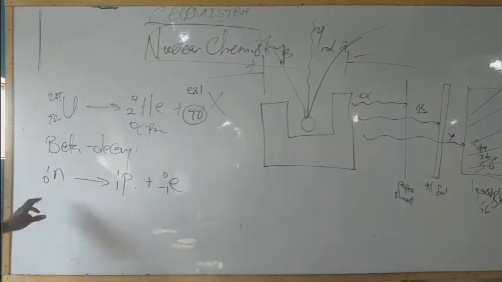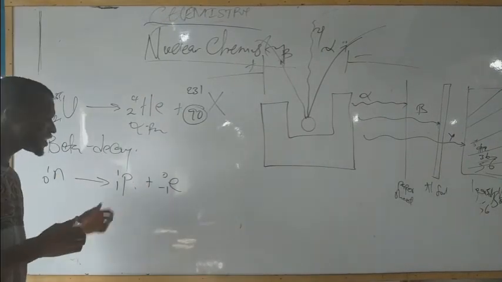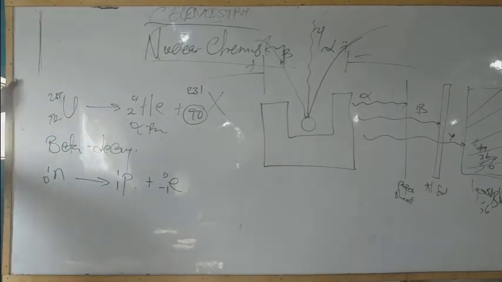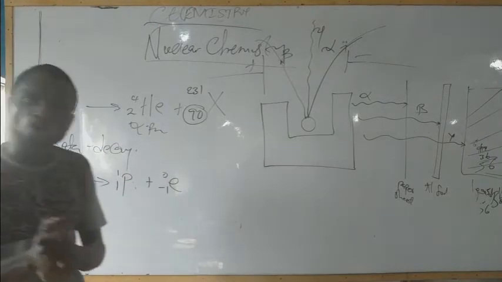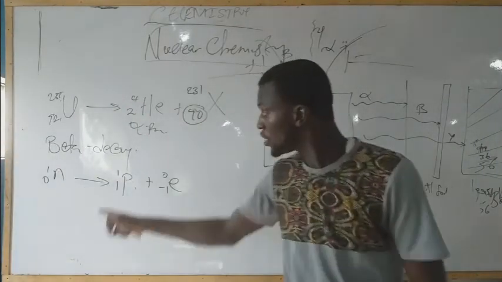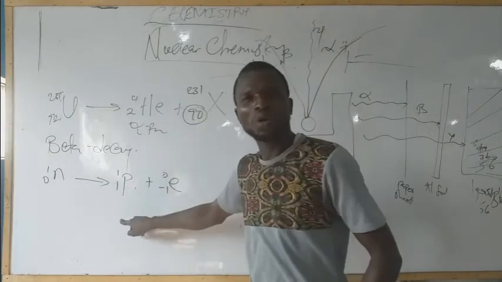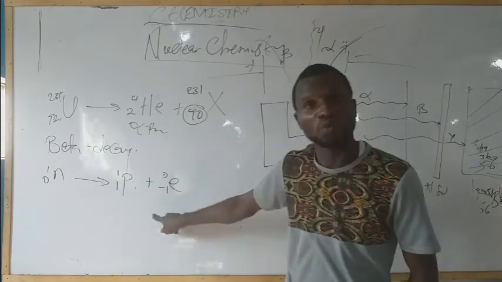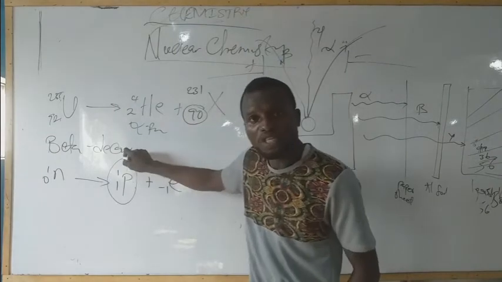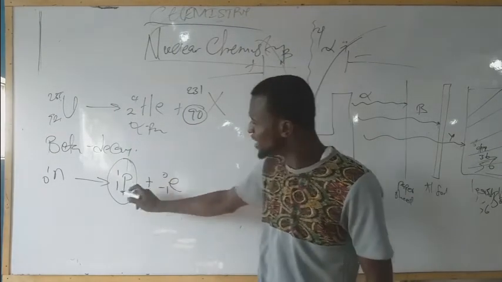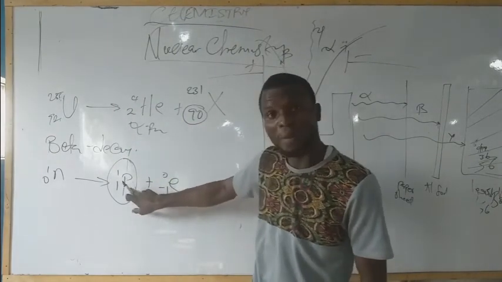So how does beta decay occur? Beta decay occurs due to the transformation of a neutron present in the nucleus into a proton, which is retained in the nucleus, and an electron, which is liberated. So now here, the proton, which is retained in the nucleus, leads to the increment of the atomic number by a unit of 1.